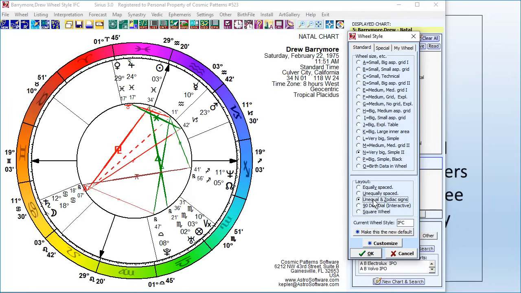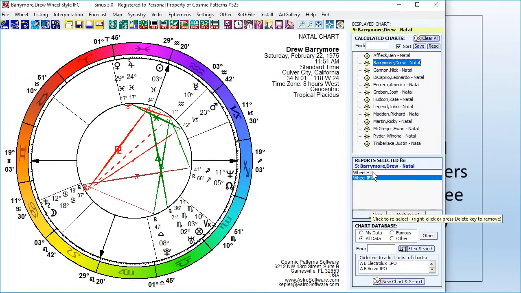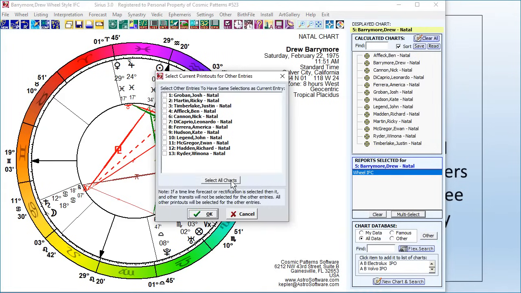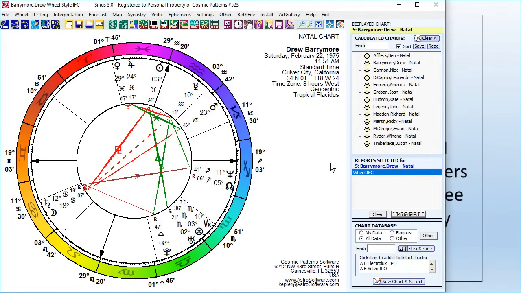Let's see. That's better, easier to read. Let me save that. Let me remove this. And I'll use the multi-select. I'm doing something very quickly. What I just did is select a different wheel style and select that wheel style for everyone else using this.